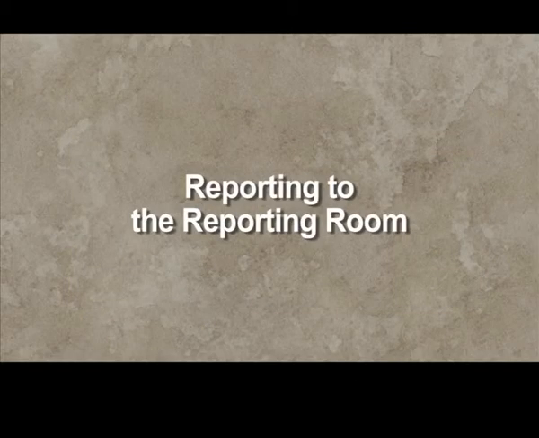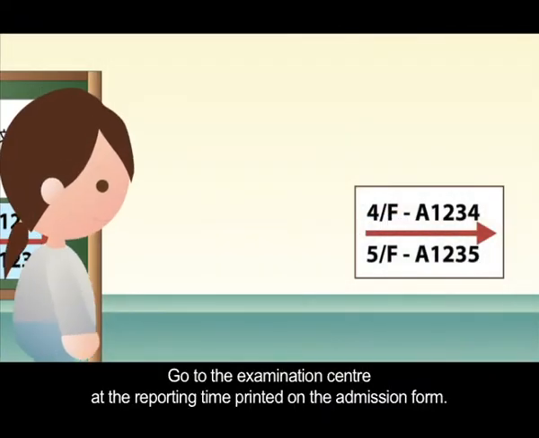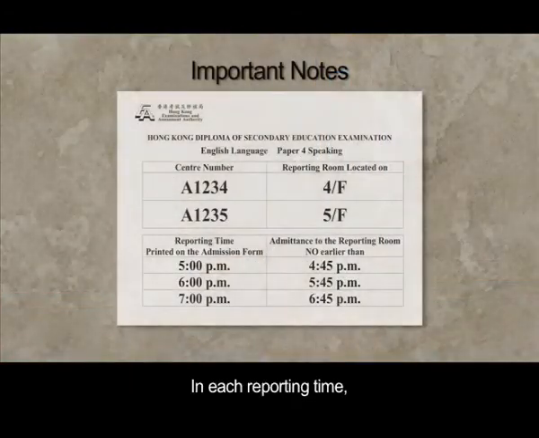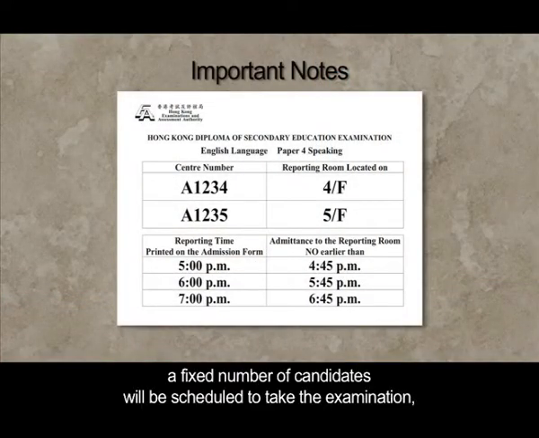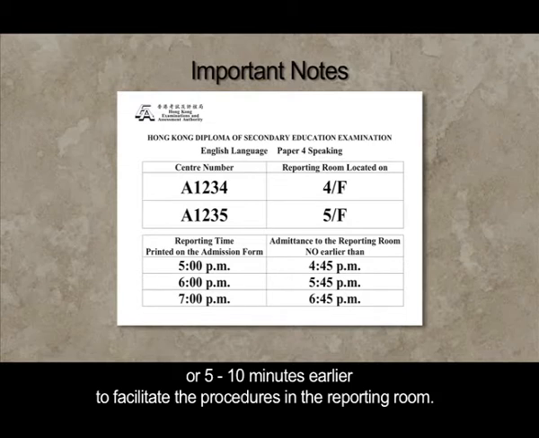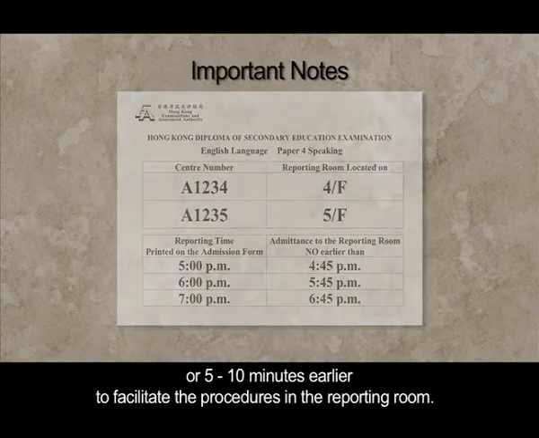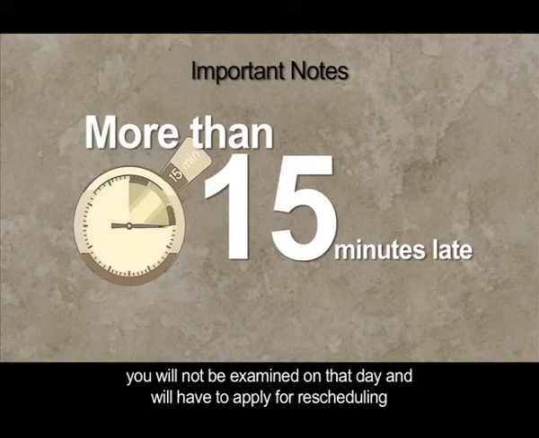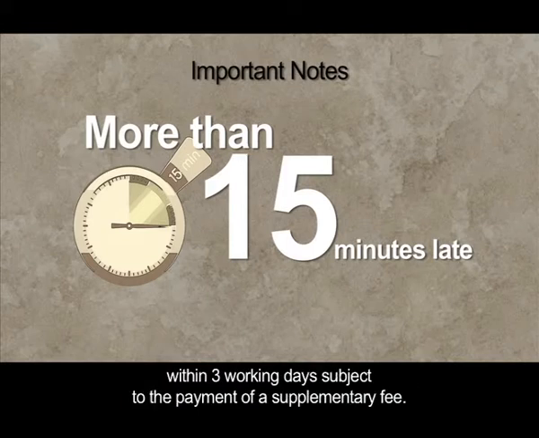Reporting to the reporting room. Go to the examination center at the reporting time printed on the admission form. In each reporting time, a fixed number of candidates will be scheduled to take the examination, so it is important that everyone arrives promptly or 5 to 10 minutes earlier to facilitate the procedures in the reporting room. If you are late more than 15 minutes, you will not be examined on that day and will have to apply for rescheduling within 3 working days, subject to the payment of a supplementary fee.